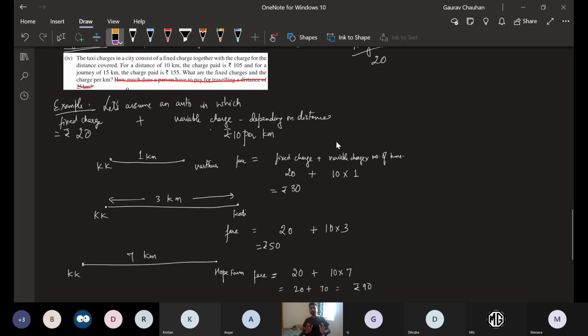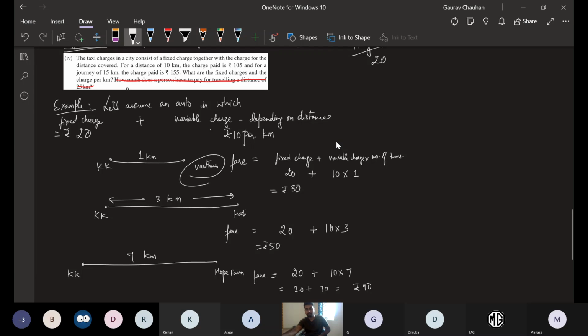And this example is the same type. This is not exactly this question. In this question we will see x and y, what we get as fixed charge, what we get as variable charge may be different, okay? I want you to copy every single line here, okay? This may be confusing. This is variable charge into number of kilometers. Like this only you can copy, okay?